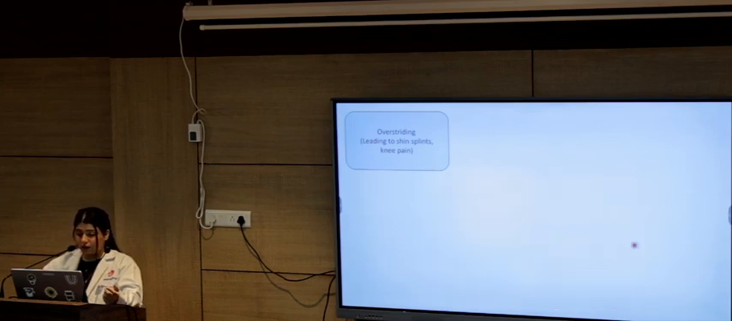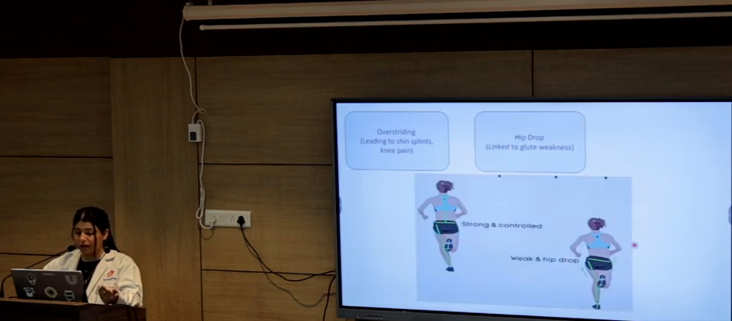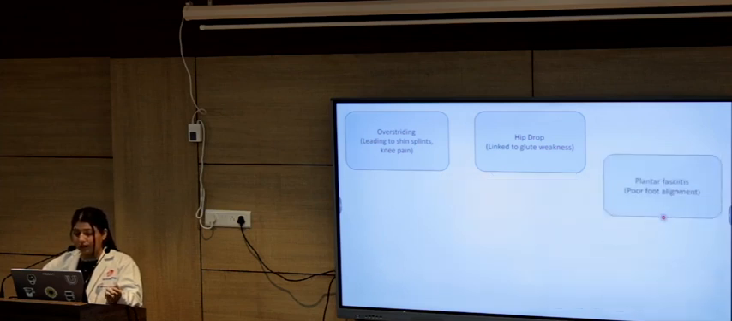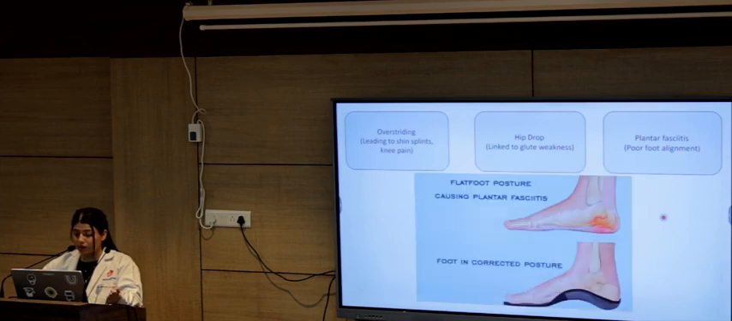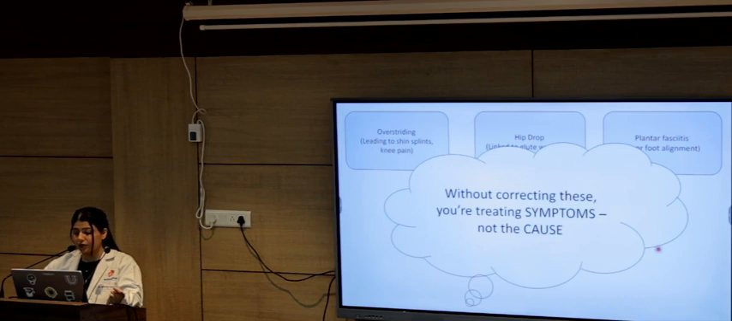Another common issue is hip drop, which is often caused by weak glute muscles, which creates an instability in the pelvis and is closely related to iliotibial band syndrome. Additionally, poor foot alignment, such as excessive pronation or supination, can disrupt the body's natural movement patterns and can cause plantar fasciitis. And without correcting these, you are just treating symptoms, not the cause.